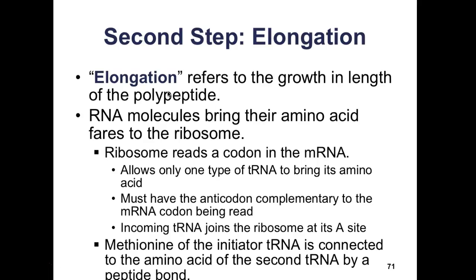Elongation refers to the growth in length of the polypeptide. The tRNA molecules bring their amino acids to the ribosomes. Ribosomes are going to read a codon in the messenger RNA. It allows only one type of tRNA to bring its amino acid. It must have the anticodon complementary to the messenger RNA codon being read, and the incoming tRNA joins the ribosome at its A site. So methionine of the initiator tRNA is connected to the amino acid of the second tRNA by the peptide bond.